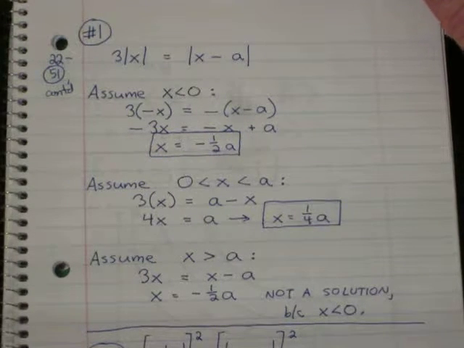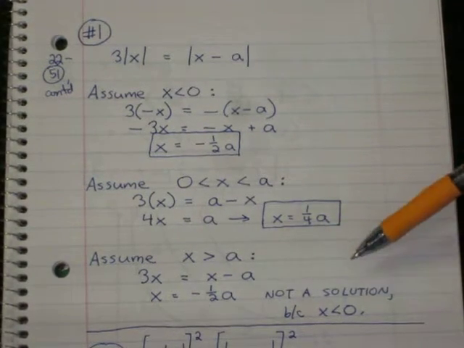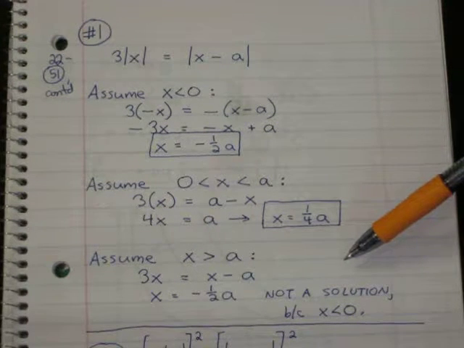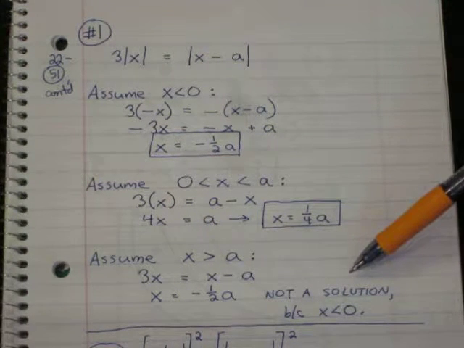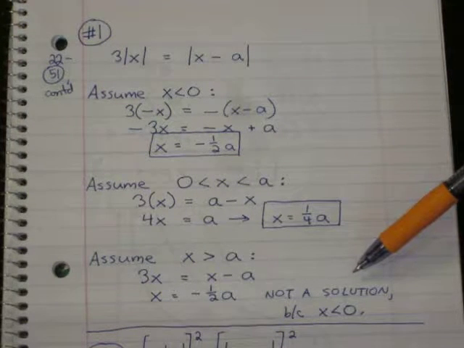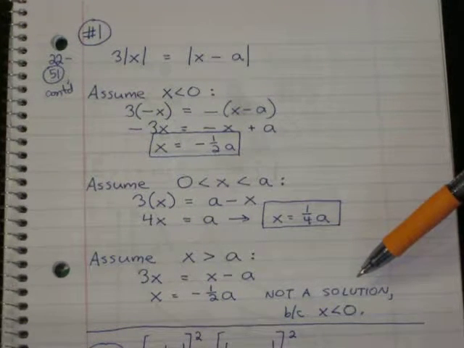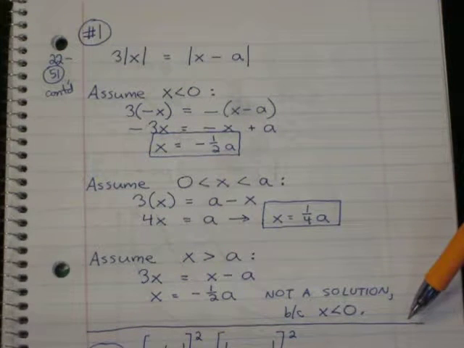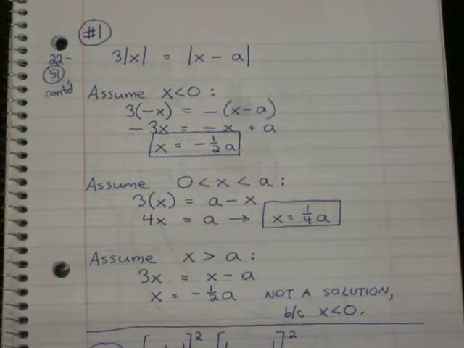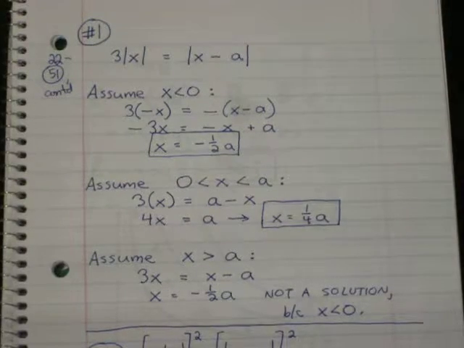Okay, x equals negative 1/2 a, but that's not a solution because if a is positive, then that's going to make x negative, but x is supposed to be greater than a. So that's not a solution. That's one way of solving this problem.